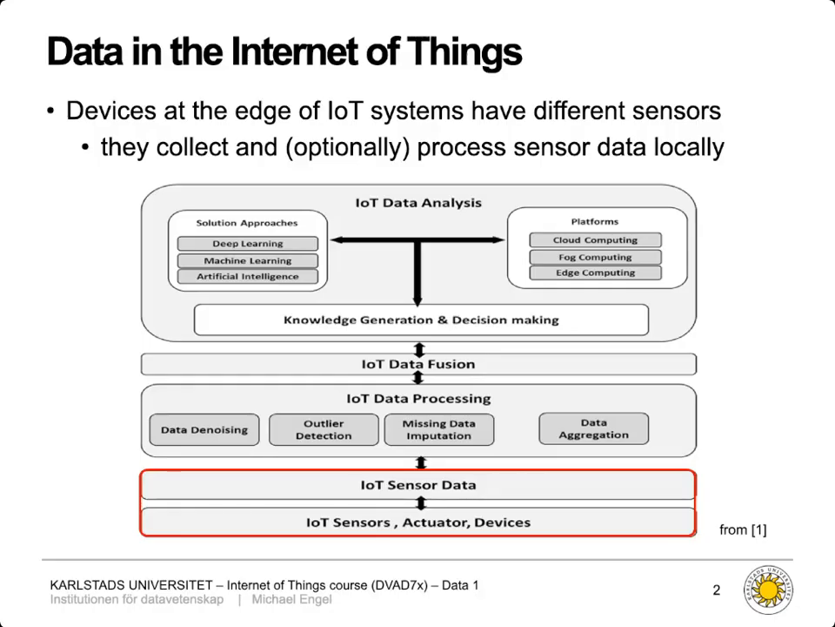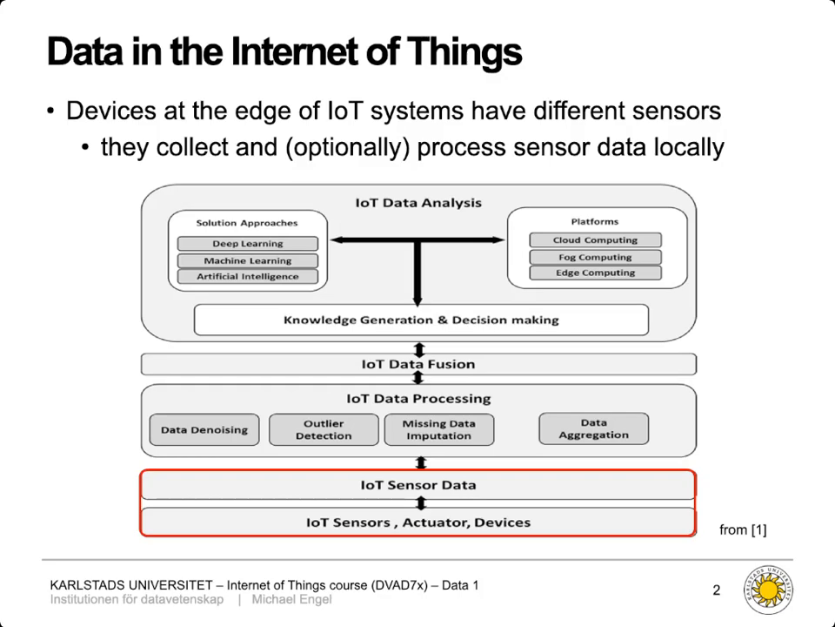So if we talk about data in the Internet of Things, we first think about data that's going to be collected and processed in the IoT. Very many devices at the edge of IoT systems have a large number of different sensors, and these sensors are there to collect data, and this data can optionally be processed on a device or offline or somewhere in the cloud. So, we have this diagram of data in the Internet of Things in general.